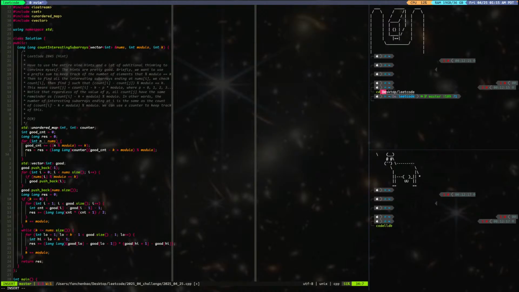Once we're done, counter good count mod modulo plus equal to 1. We can just say plus plus. It's just the good count so far, and then I move on.